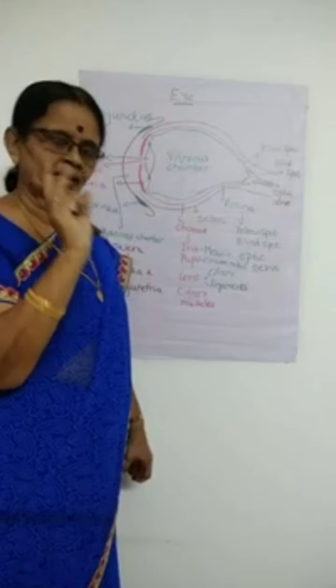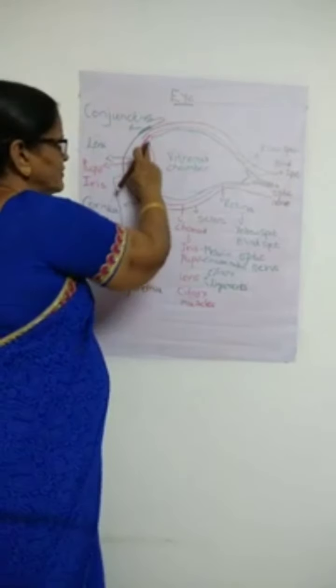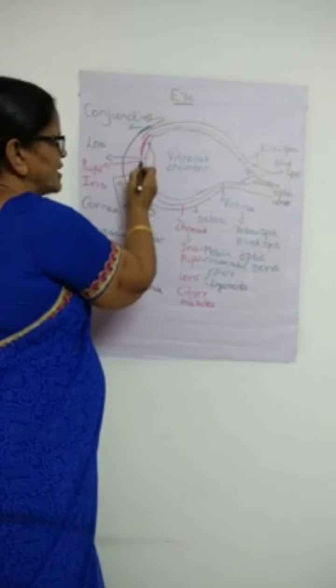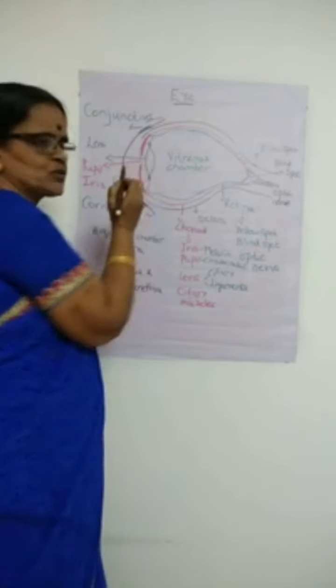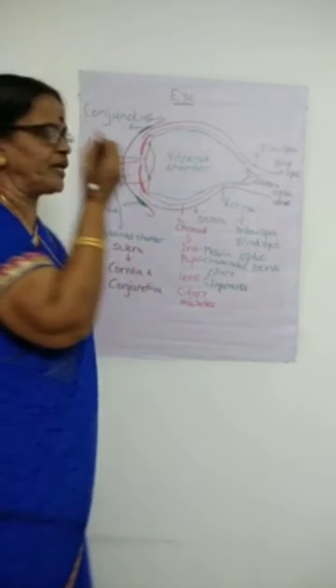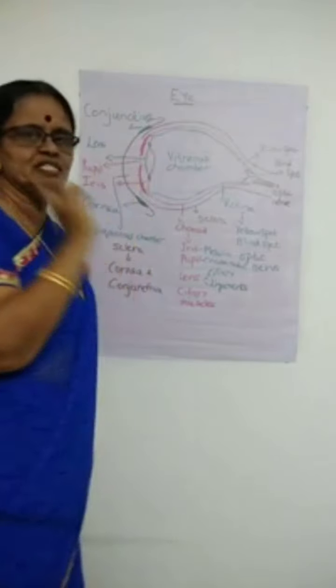M-E-L-A-N-I-N. It's a melanin pigment. Then we have this, an iris. In between this iris there is a gap. This gap is called an aperture. Aperture means opening. This opening is what we call the pupil.